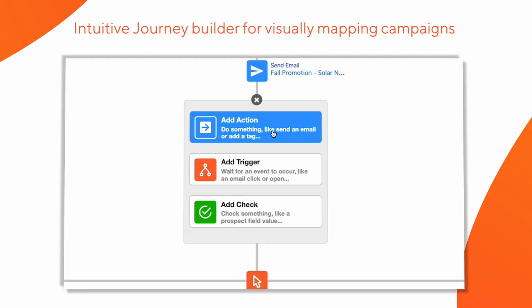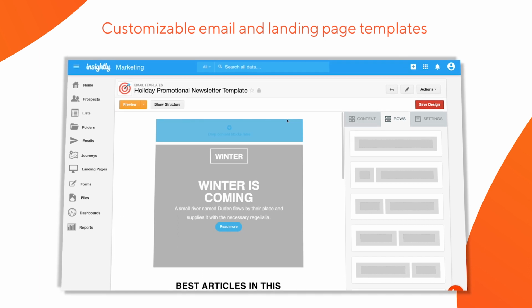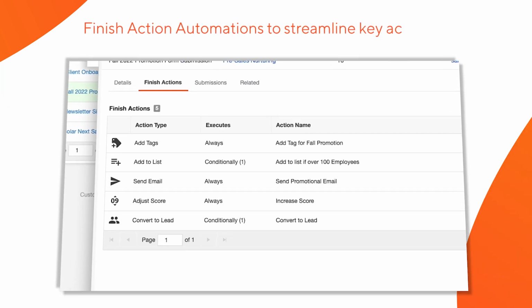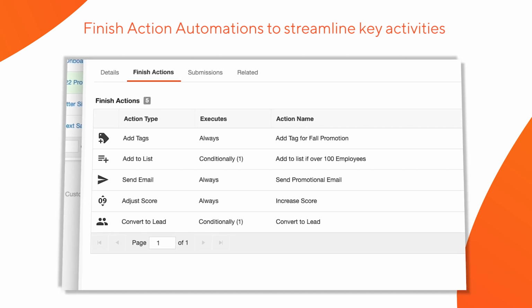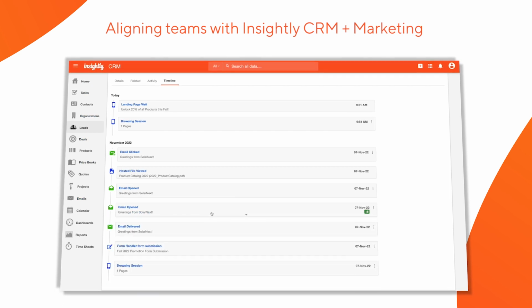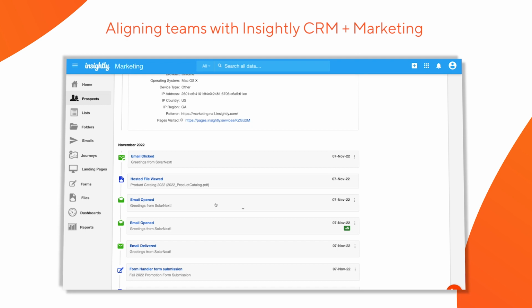for prospect and existing customer outreach, how to customize templates for emails you're sending and landing pages you're using to collect new prospect information. We'll review finish action automations available to streamline key activities that may otherwise be repetitive, and ultimately how Insightly's CRM and marketing applications align to ensure departments are working together and towards your revenue goals.